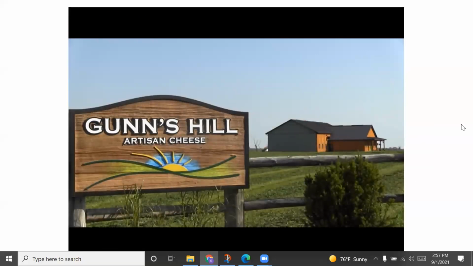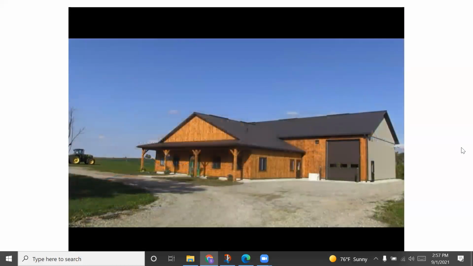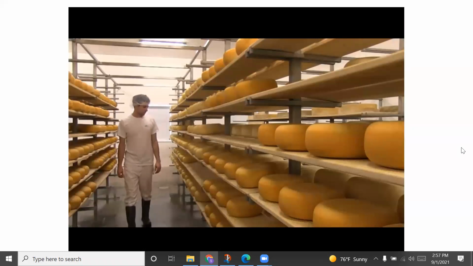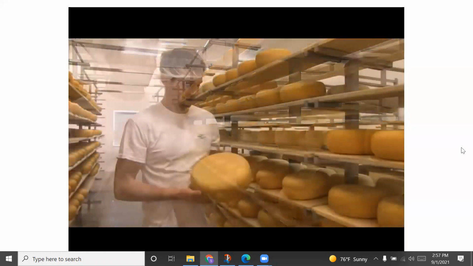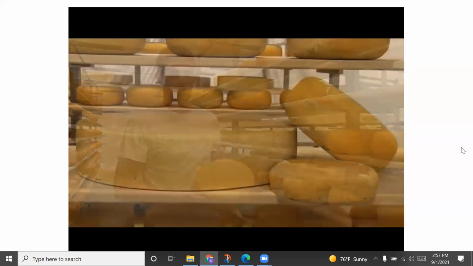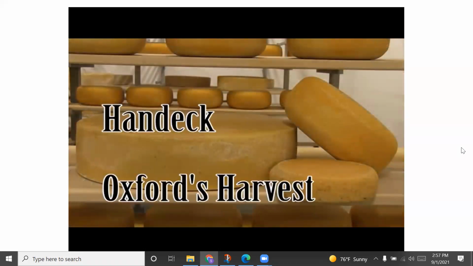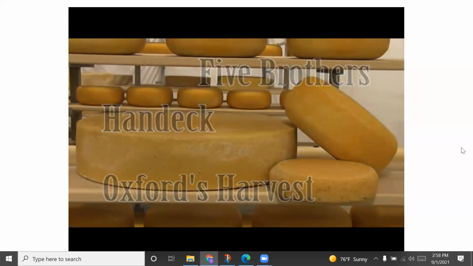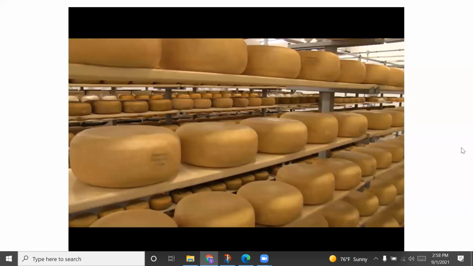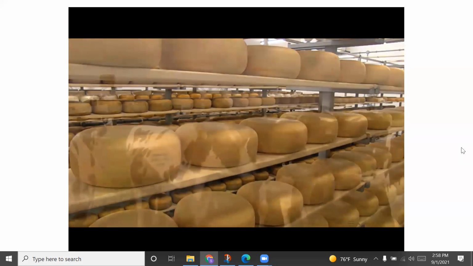Artisan cheeses on the shelf, Guns Hill Artisan Cheese has perfected the long and complex art of crafting cheese. Cheesemaker Shep Eiselstein studied the craft of making cheese in Switzerland, and now produces 3 types of cheese: Handeck, Oxford's Harvest, and Five Brothers, all of which are variations of lesser-known Swiss-type cheeses. This is a look at how the Five Brothers cheese is made.